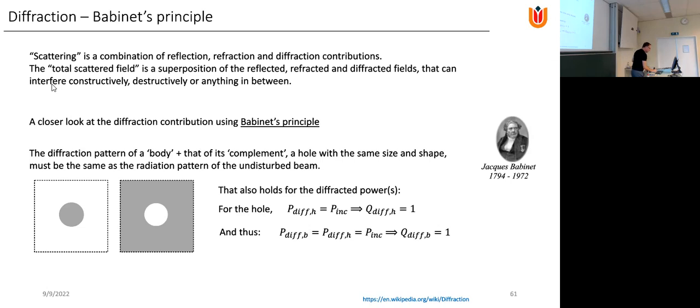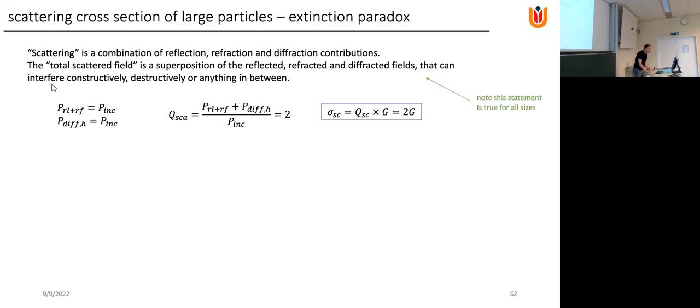So adding these two together, we end up with the total efficiency for scattering, just being a redirection of light, that is equal to 2 for these large particles. So these large particles have a scattering cross-section that is twice the geometrical cross-section. They cause the change of direction of light. Basically, the power of the light that has changed direction is twice the amount of power that is incident.